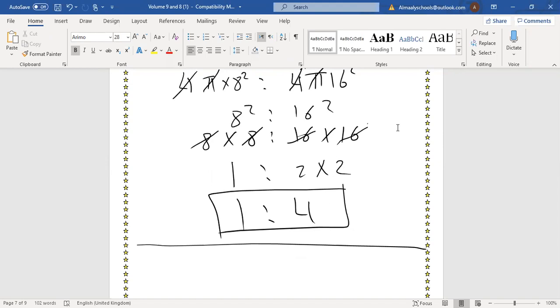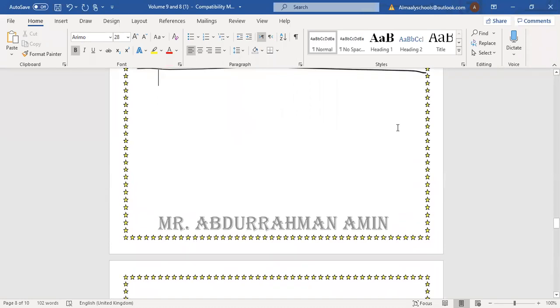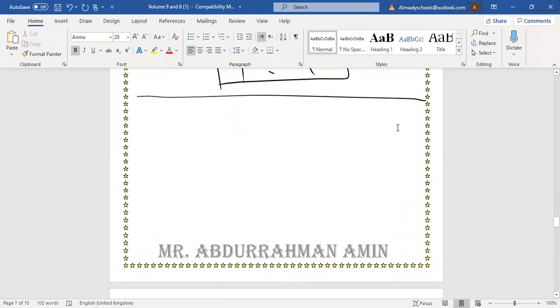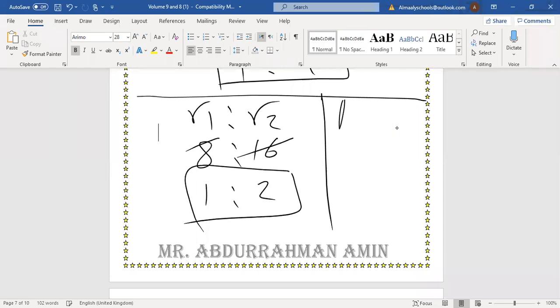Okay. Say Bismillah. All of you, not only you. All of you say Bismillah. If the ratio between the two radii, radius 1 to radius 2, equals 8 to 16, this is the ratio between radius 1 and radius 2. Divided by 8 equals 1, divided by 8 equals 2. So the ratio between area 1 to area 2 equals the square of 1 to the square of 2. Finish.